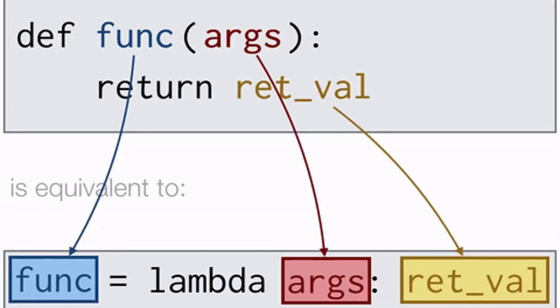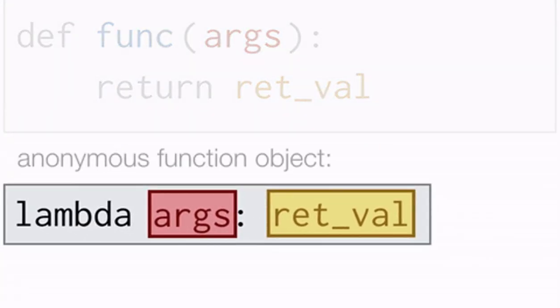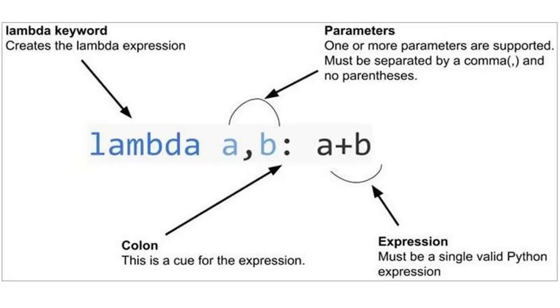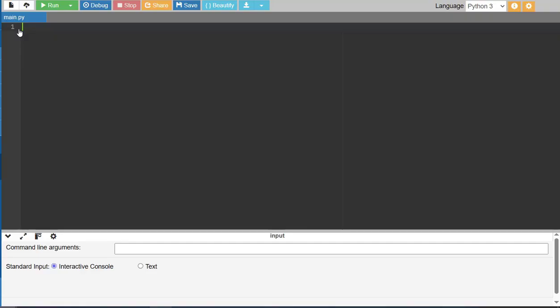Now let's talk about lambda functions. A lambda function is a small anonymous function. A lambda function can take any number of arguments, but can only have one expression. The syntax for a lambda function is: lambda, arguments, colon, followed by the expression. The expression is executed and the result is returned. For example, I can say x equals lambda a colon a plus 10. In this case, we are adding 10 to the argument, which is a, and returning the result.